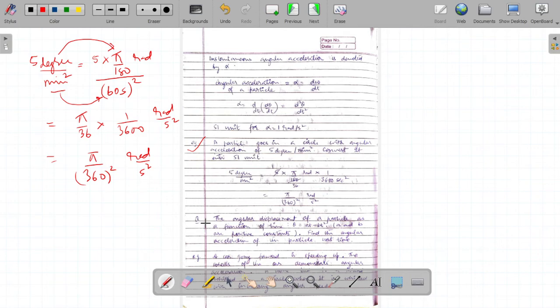Now let us do the question. The angular displacement of the particle as a function of time is given as at minus bt square. Find the angular acceleration of the particle with respect to time.